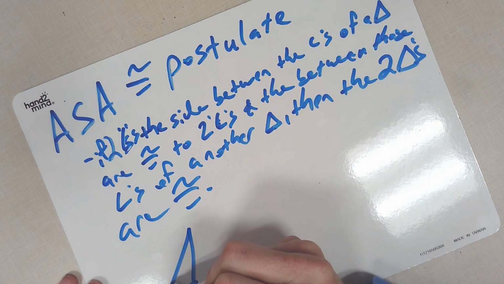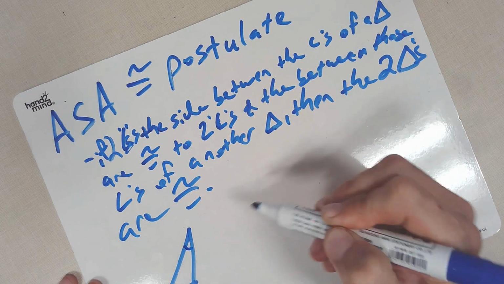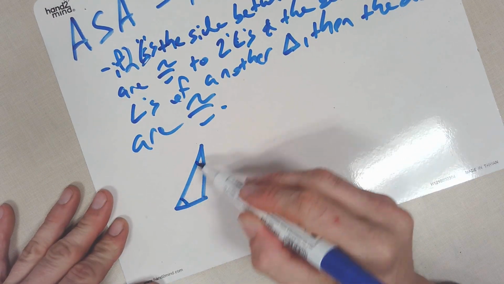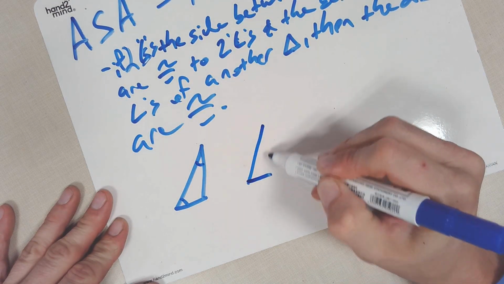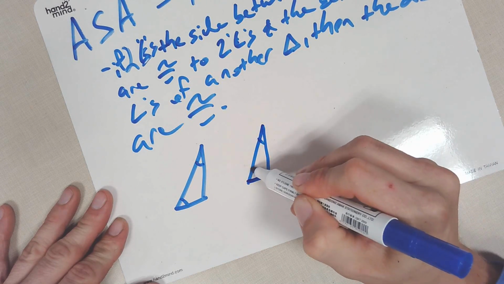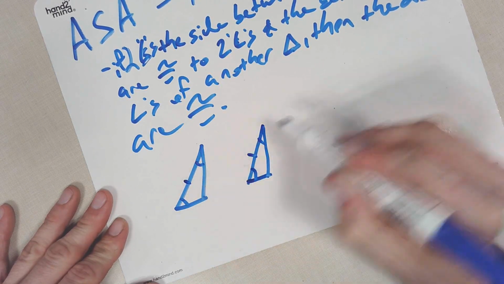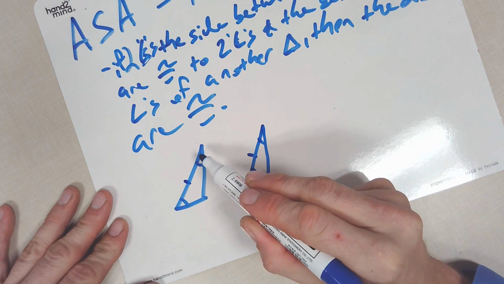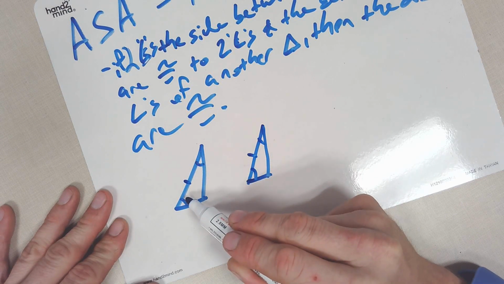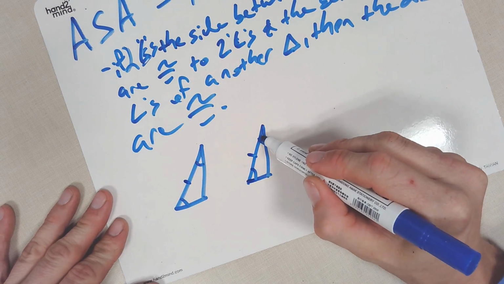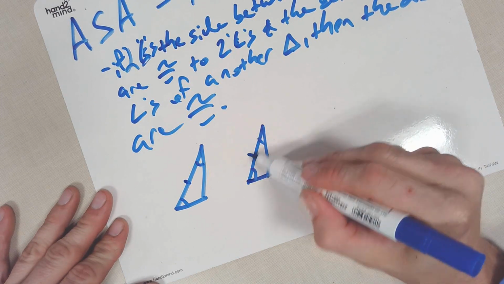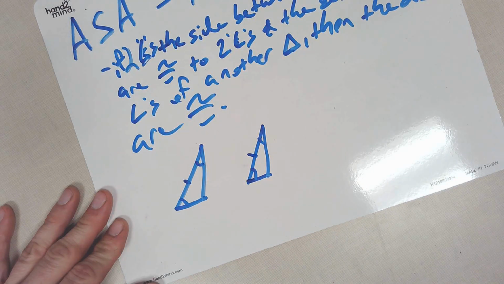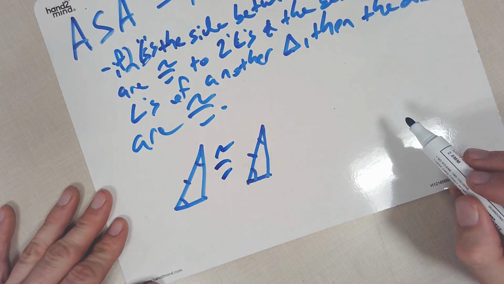So what that looks like is, say I have this triangle here, and I have this angle and this angle, and I have this triangle here, and it has this angle, and this side, and that side. These two angles and the side in between are the same measures as these two angles, and the length of this side and this side are the same measure. Then these two triangles are congruent. That's what this means.